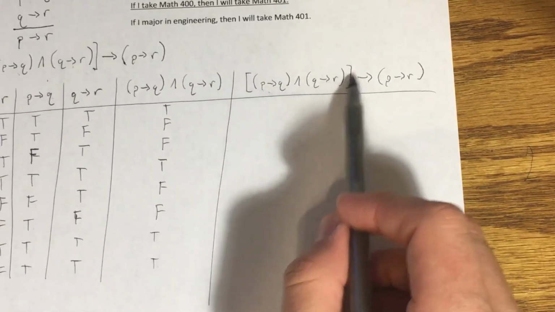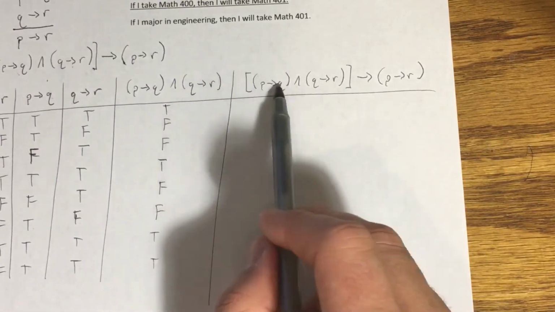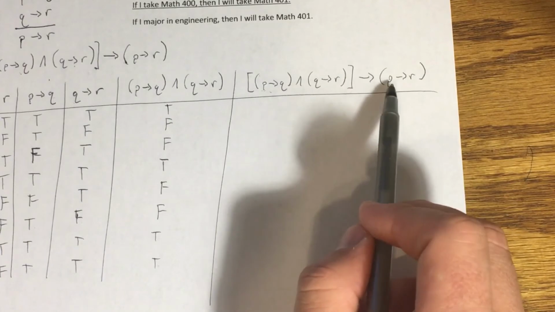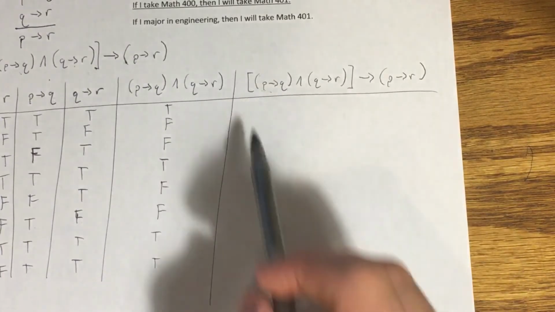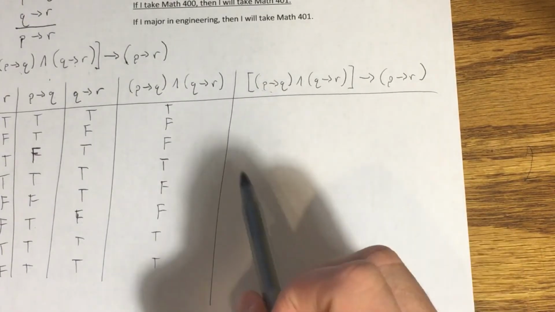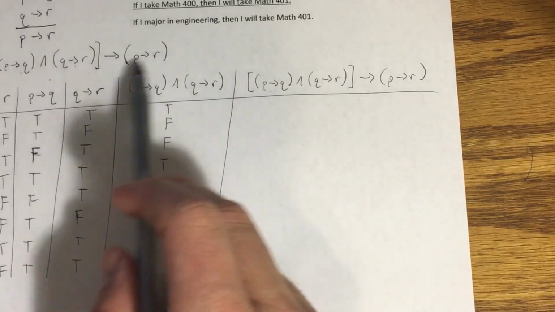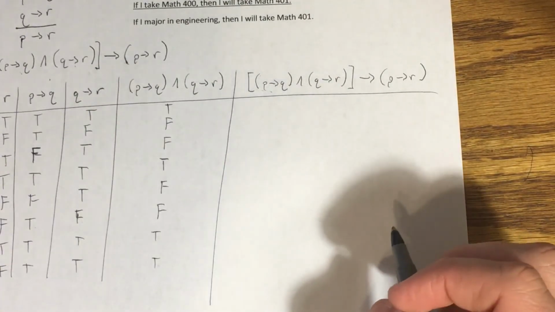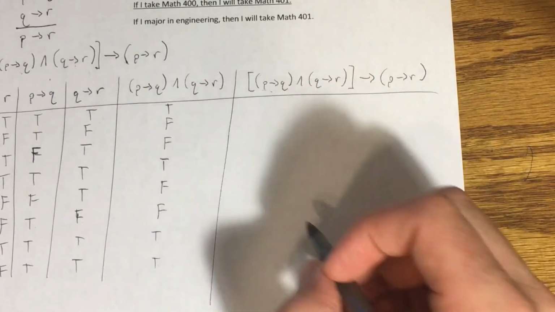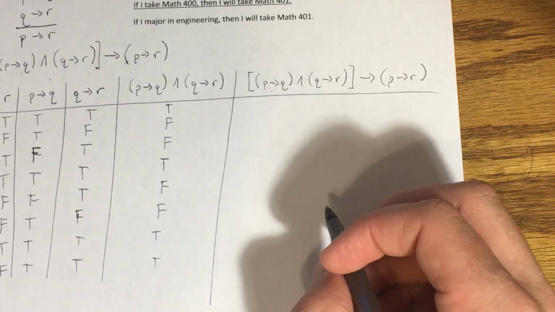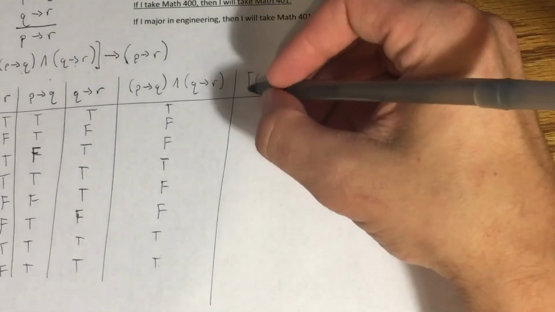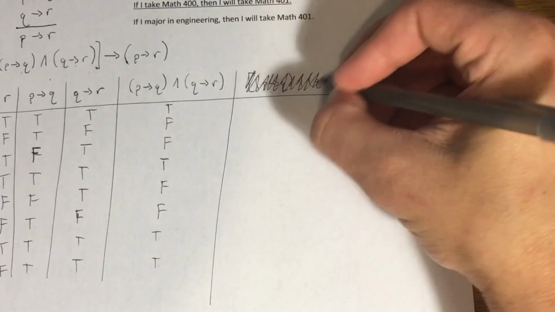This, in the square brackets, is the previous column. That's my antecedent, and I want that to imply P implies R. I just realized that I left off P implies R. Shoot, forgot a column. Okay, let's see if I can squeeze that in somewhere. I didn't really leave myself a ton of space. We're going to be a little sloppy here, but I think I can make this work.